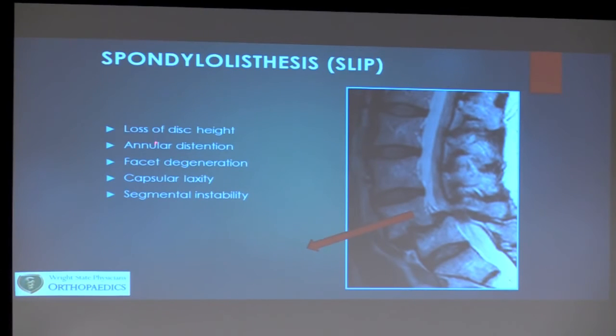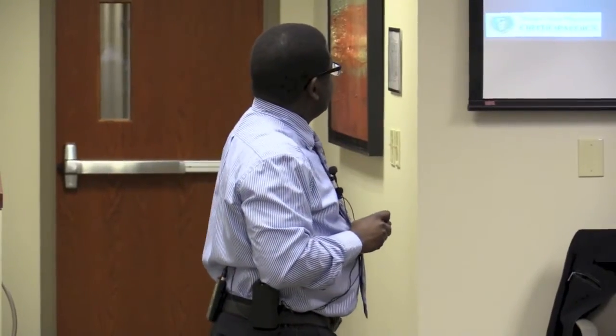So this happens because of loss of disc height. The disc, just like we mentioned before, is just like a punctured tire. So as it loses height, it then becomes lax and can allow motion. You have facet degeneration. The facet joints tend to be oriented in a way that they stop the spine. They're oriented this way, so they're like stops. So when they undergo degeneration, they can allow the spine to slip forwards.